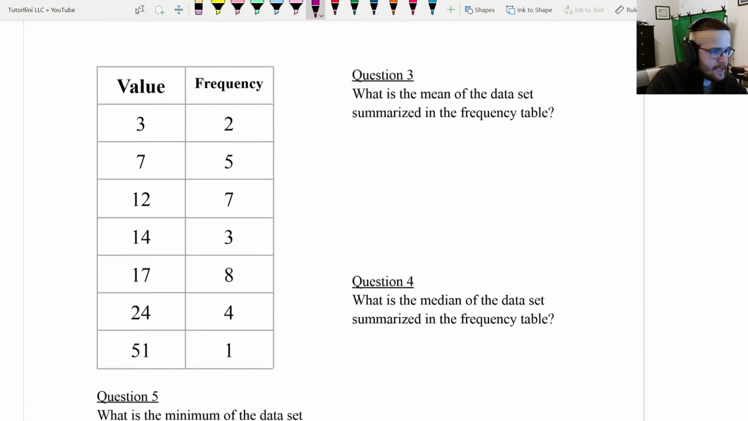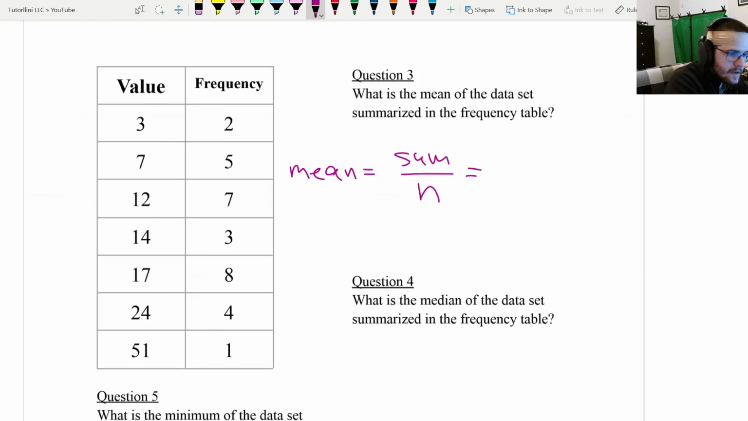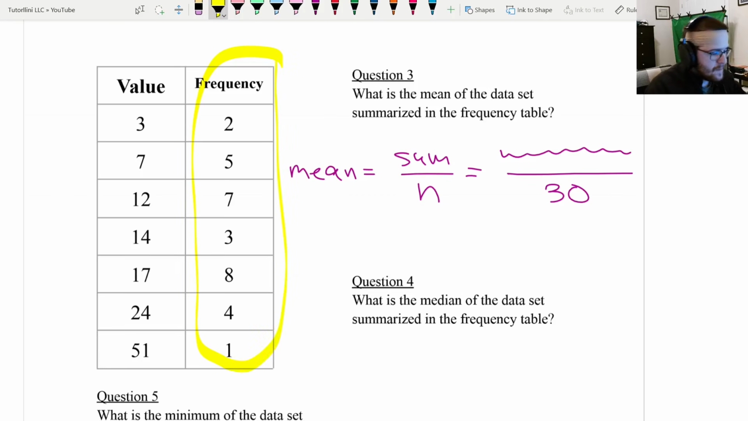Okay, this is the mean of a frequency table. So we're going to do mean equals sum over n, and I'm just going to type that all in the calculator in a minute. The n is 2 plus 5 plus 7 plus 3 plus 8 plus 4 plus 1, which is 30. So again, guys, we add up the frequencies to get n.